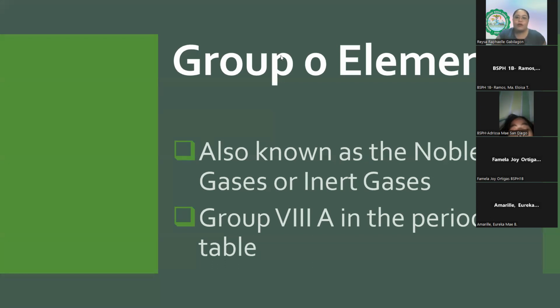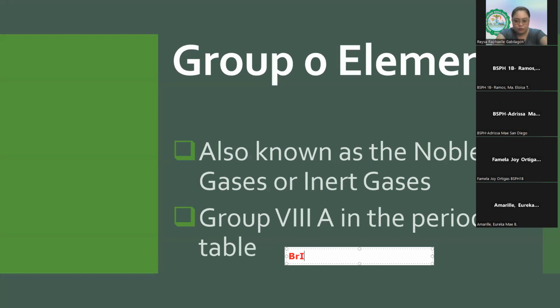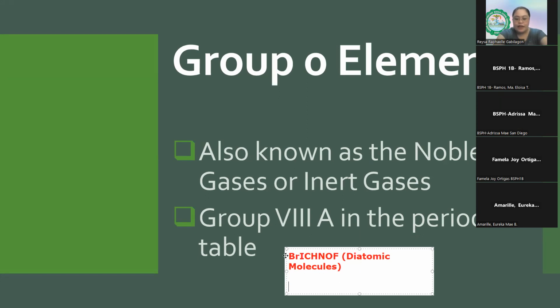If you can still remember, or if you have discussed this in the laboratory, our Birchnow. These are what we call diatomic molecules. Diatomic because two, like O. O is oxygen. When you write it, it's always O2. Because diatomic, when it is not bound with other elements, it exists as 2 atoms. So, Birchnow means bromine, iodine, chlorine, hydrogen, nitrogen, oxygen, and fluorine. But the rest of the group 0 elements are monoatomic. They are not included in our diatomic molecules.